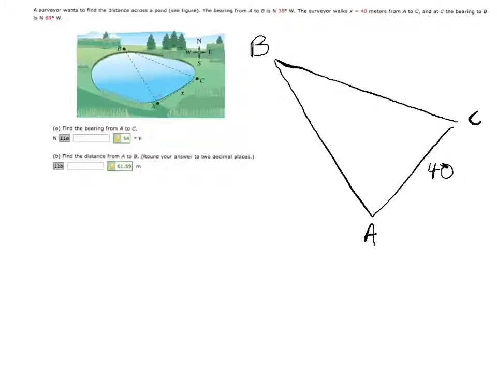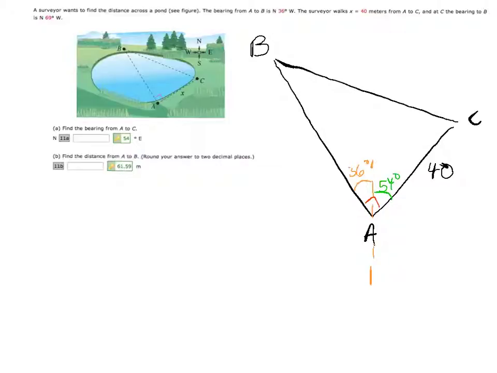it says a bearing from A to B is north 36 degrees west. So that means if we take a vertical line through point A, and if we measure from north to west, that means this is 36 degrees right here, is that angle. Now it gives us in the problem that this is a 90 degree angle, so if we take 90 minus 36, that is going to give us this other angle that is 54 degrees over here.